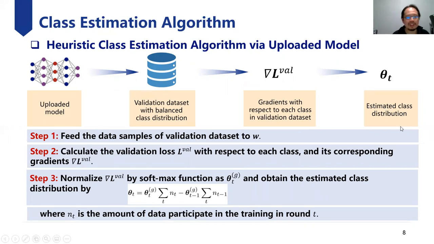So the steps involved are that, first of all, we fit the data samples of the validation data set. Then we calculate the validation loss with respect to each class and its corresponding gradients. The third step is that we are going to normalize this variable by the softmax function, to obtain the estimated class distribution. Then this variable represents the amount of data participating in the training in the round.